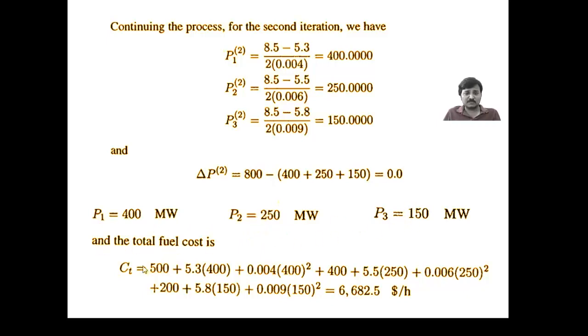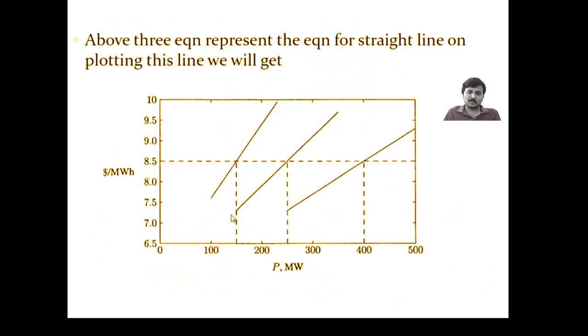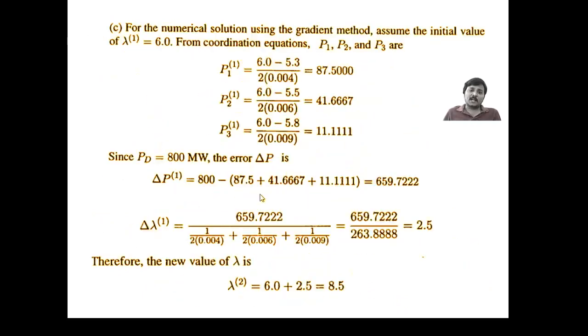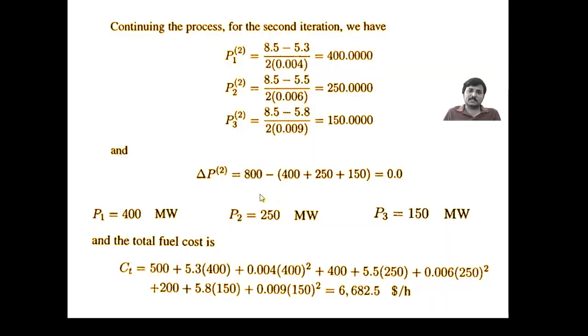Now for the fuel cost function, you can substitute the values of P1, P2, and P3. The total cost function is equal to 100 plus terms in which you substitute 400, 250, and 150. It comes to $6,682.5 per hour. This is the economic cost of the given problem. In this way, we can solve the economic load dispatch problem for all generators.